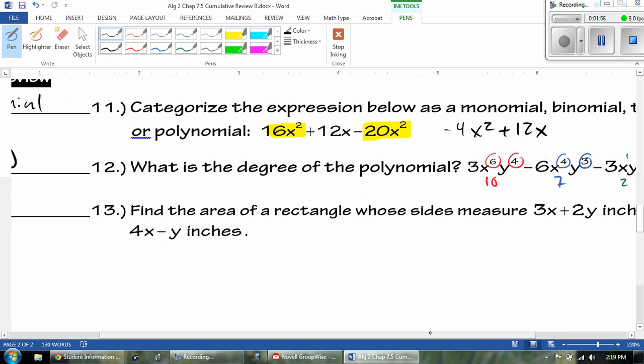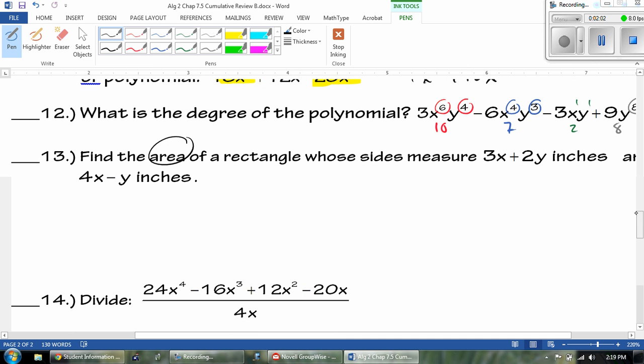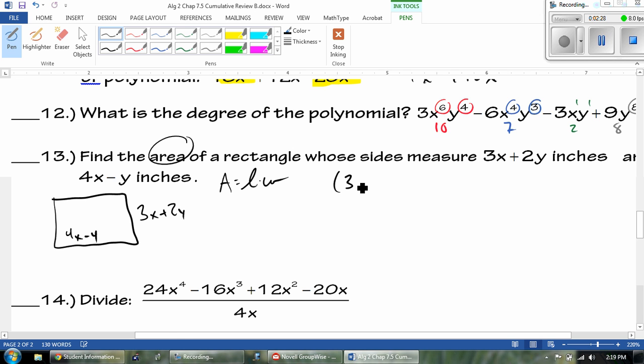All right, so next one is asking to find the area of a rectangle whose sides measure 3x plus 2y inches and 4x minus y inches. So if you want to draw a little picture, feel free to do so. One side is 3x plus 2y. The other one is 4x minus y. The key thing that you need to remember is that area is length times width. Okay? So I need to multiply the 3x plus 2y times the 4x minus y. Oh, sorry. See, I can't even read my own handwriting.